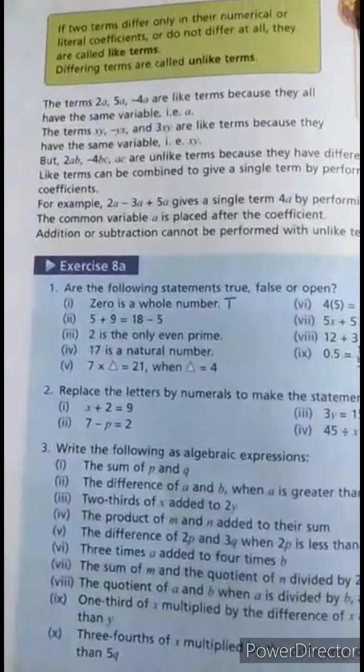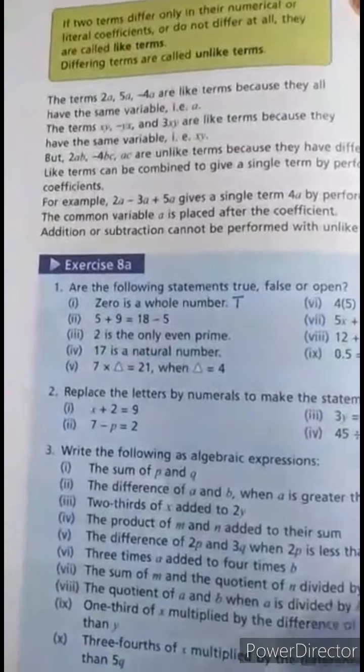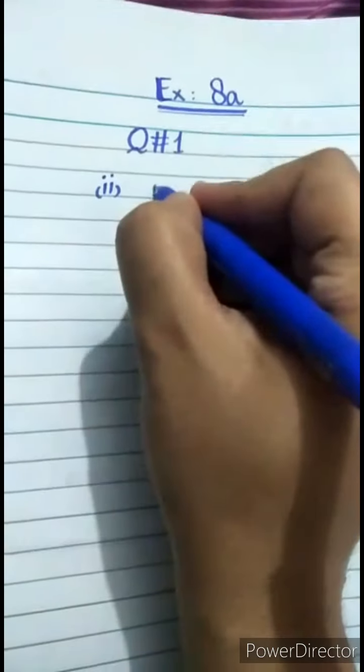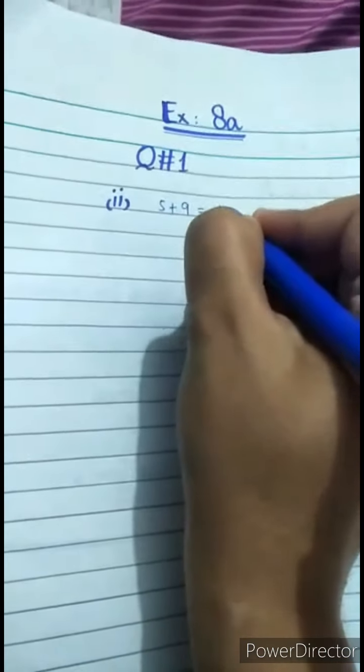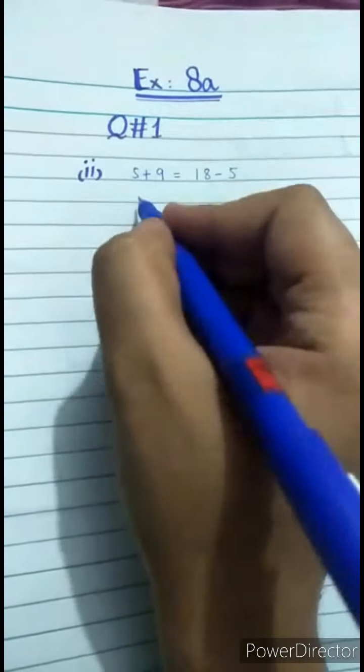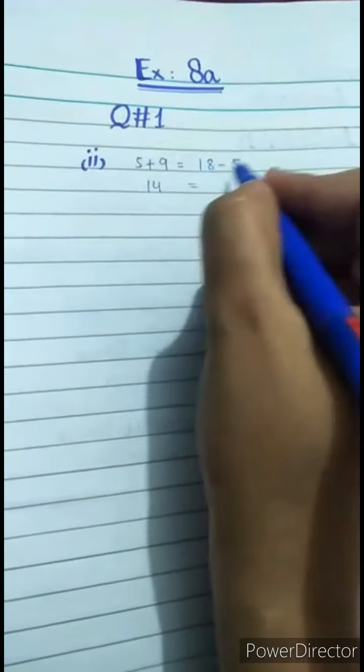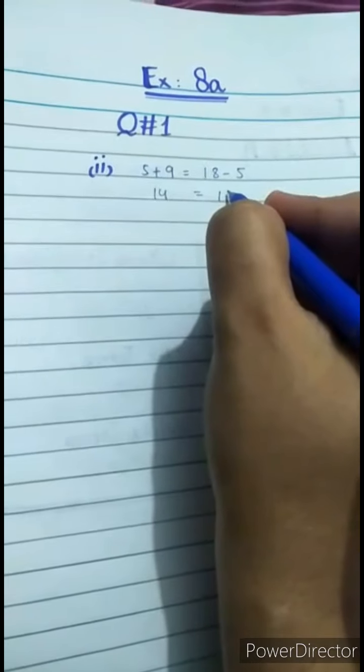Second is 5 plus 9 equals 18 minus 5. We have to solve this first. 5 plus 9 is equal to 18 minus 5. 9 and 5, 14 equals 18 minus 5, it would be 13. So these are not equal now. So it is not true. It is false.